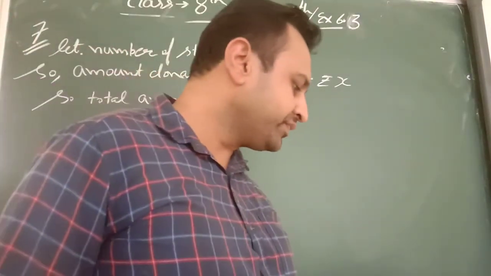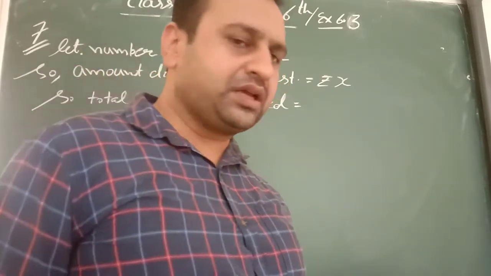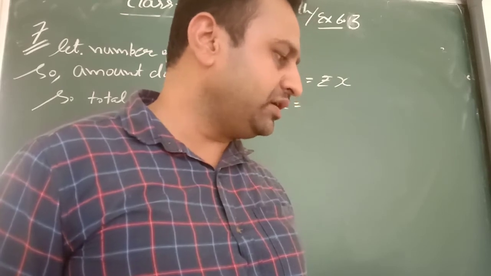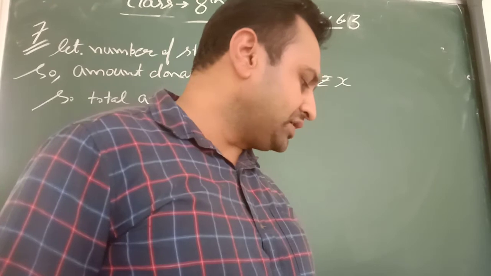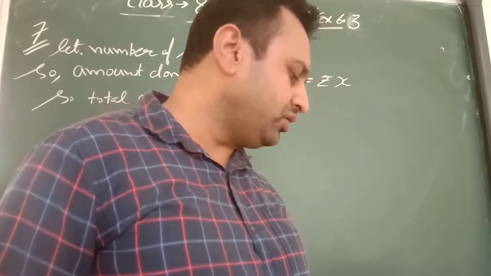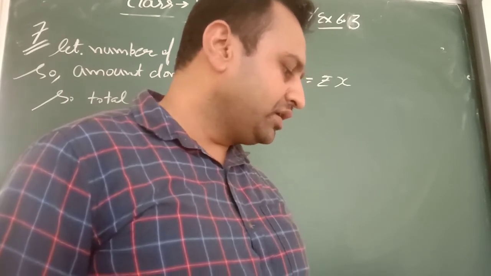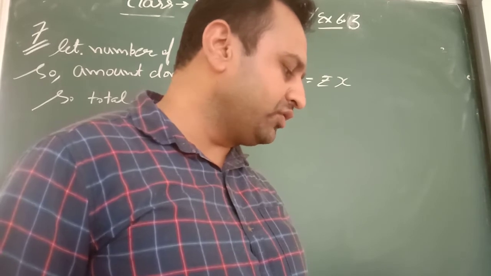Okay students, question number 7. Question number 7 and question number 8 are both the same. We just note down question number 7 and do question number 8 yourself. The students of class 8 of a school donated rupees 2401 in all for the Prime Minister National Relief Fund. Now each student donated as many rupees as the number of students in the class.